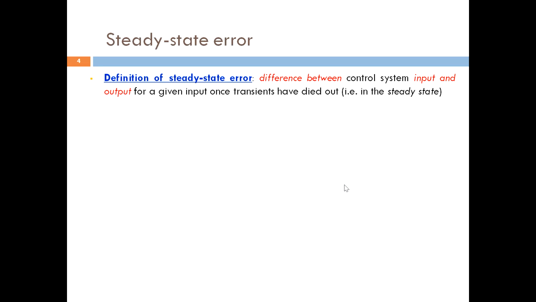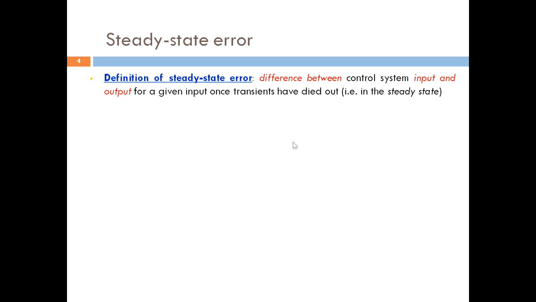Let's look at the definition of a steady state error. It's basically defined to be the difference between the input and the output of the control system, and we normally consider the steady state error when the system has reached what is referred to as a steady state. That is when all the transients have died out.